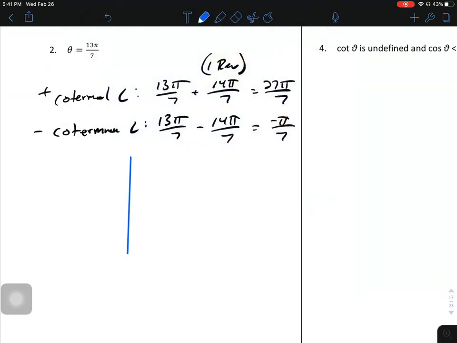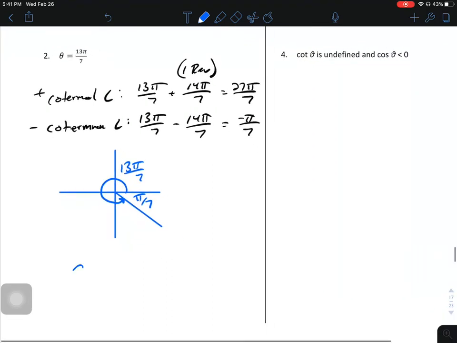If I want to draw this, 13 pi over 7 is pi over 7 short of a complete revolution. Theta prime is pi over 7. That's the reference angle.